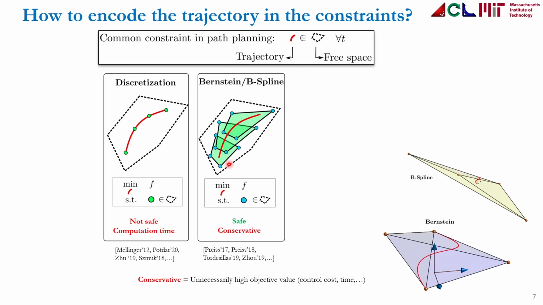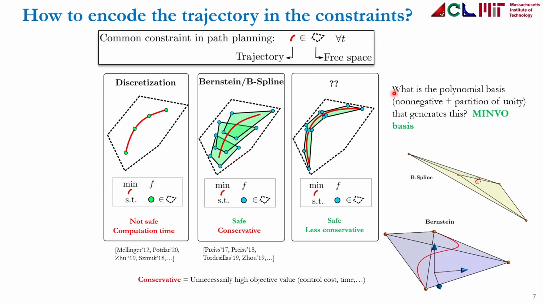So then the question I tried to answer here was whether or not there exists a polynomial basis, and by polynomial basis I mean a non-negative set of polynomials that form a partition of unity that is able to generate the tightest possible enclosure of a given interval of a polynomial curve. And this is what I call here the MINVO basis.